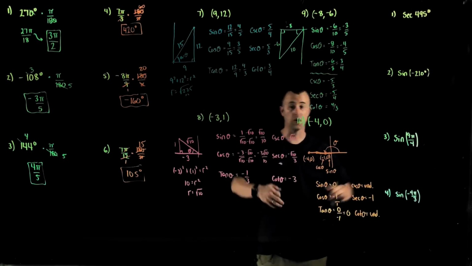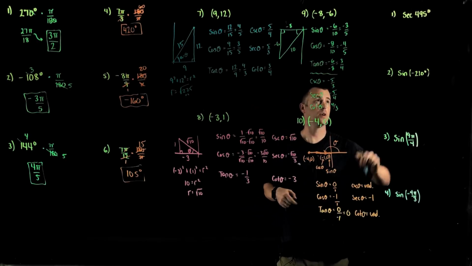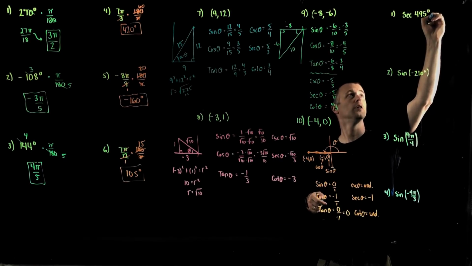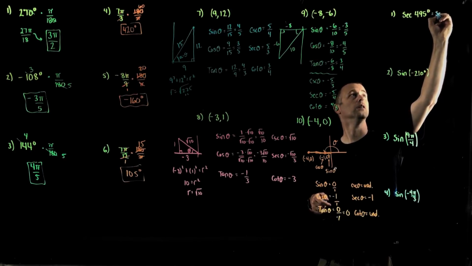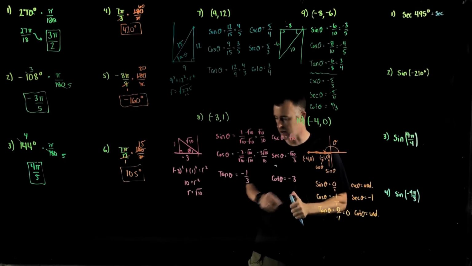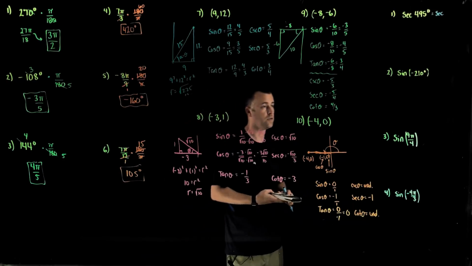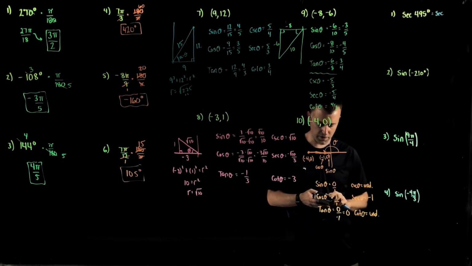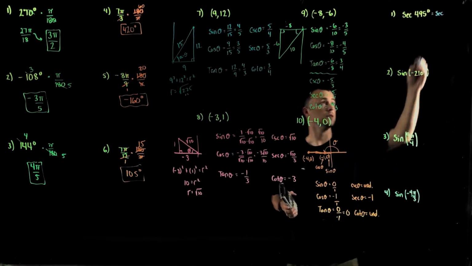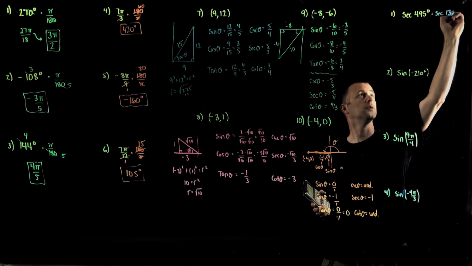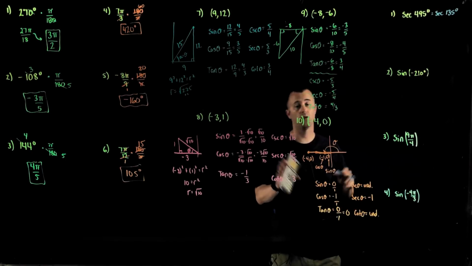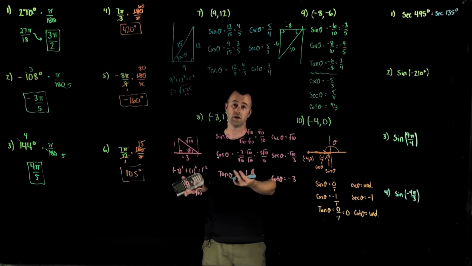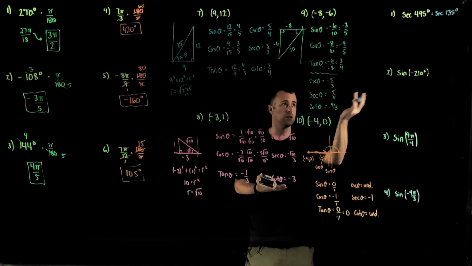So here we go. Number 1, first thing I want to do is find a coterminal angle so I can not use the 495 degrees. To find a coterminal angle, you just go 495 minus 360. So this is going to be 135 degrees. So I'm going to find the secant of 135 as opposed to the secant of 495. Even though they're the same answer, this is easier to find.